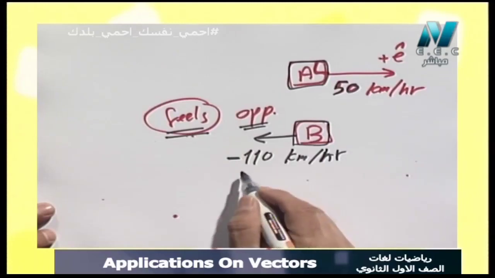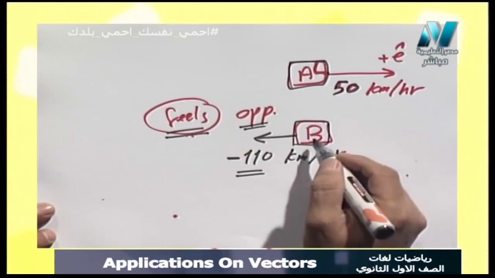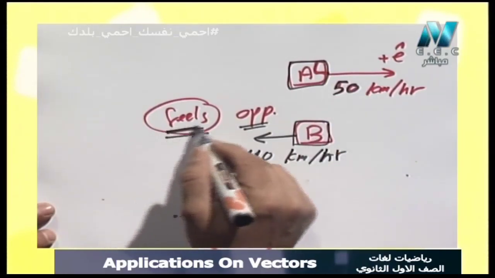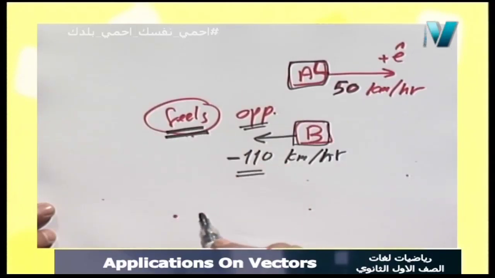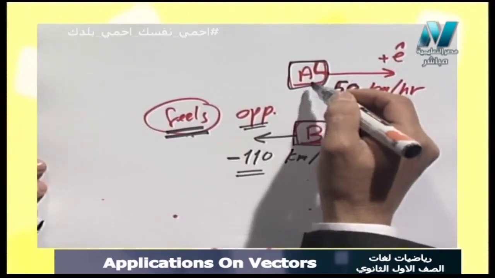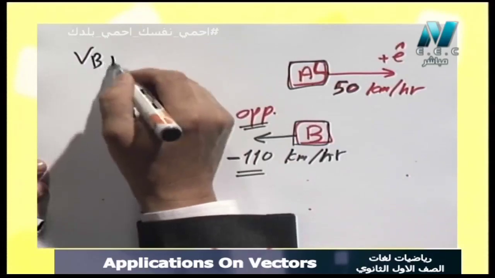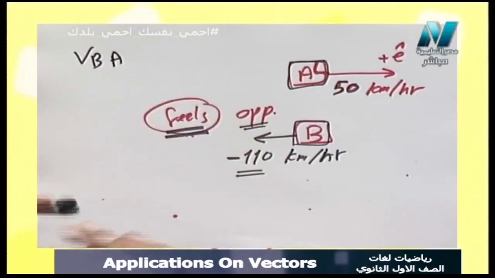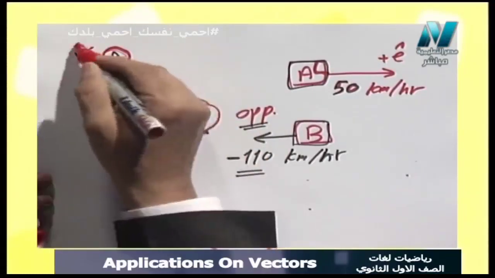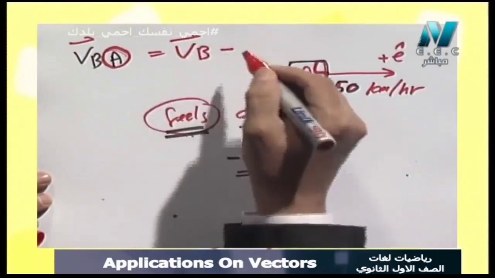So 110 km per hour, is it the actual velocity of B? No. Because he just feels that. Feels means the rider of the motorcycle is A, so VBA, where A is the rider of the motorcycle because he is the observer, equals VB minus VA.